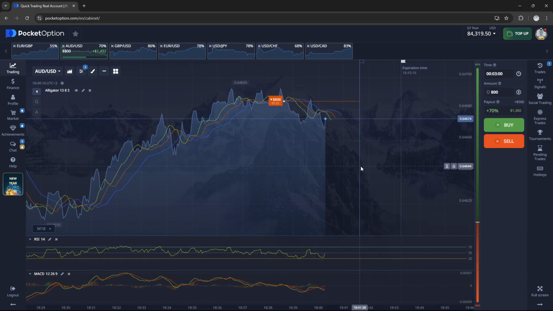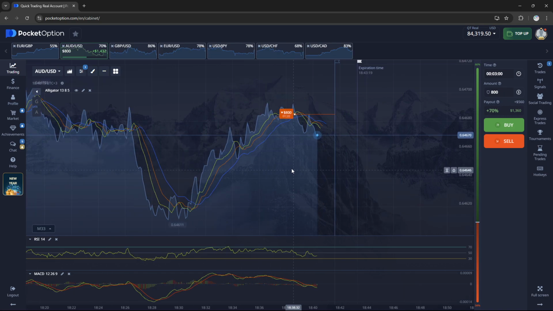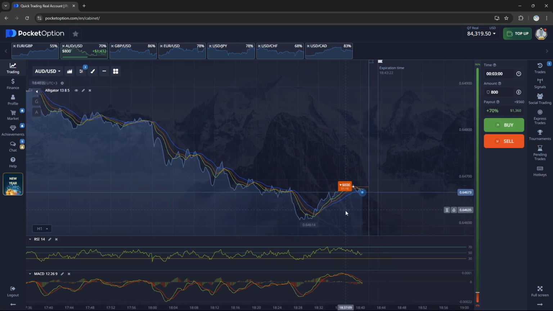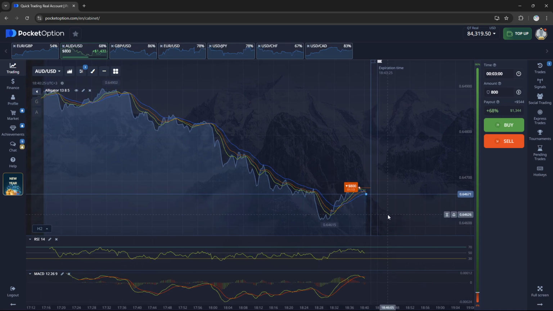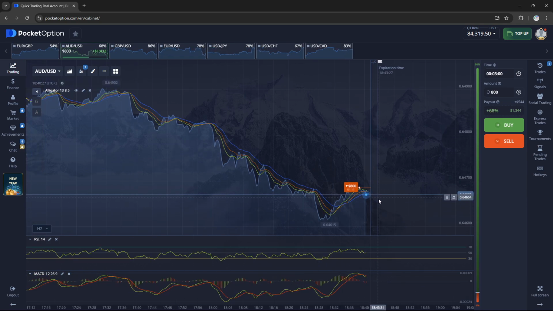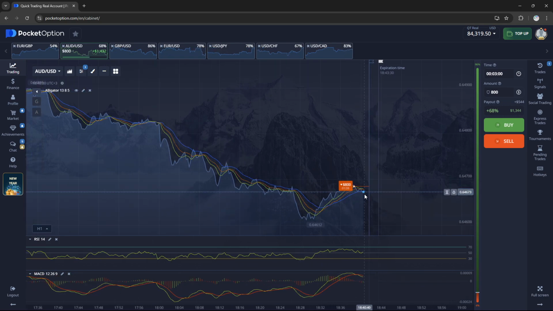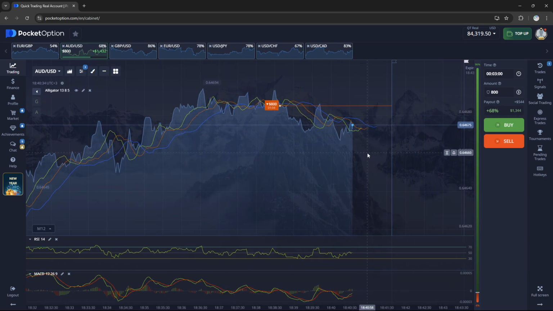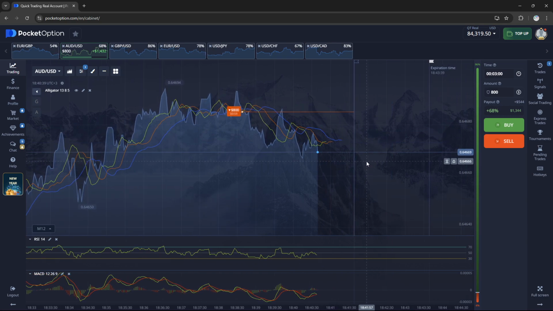Now, zoom in on the MACD. This is one of my favorite indicators for confirming trend direction and momentum. The MACD signal lines are still below the zero line, and while the histogram is starting to shrink, it's not showing any signs of a full reversal. That tells me the market is just taking a breather before likely continuing its downward trajectory.